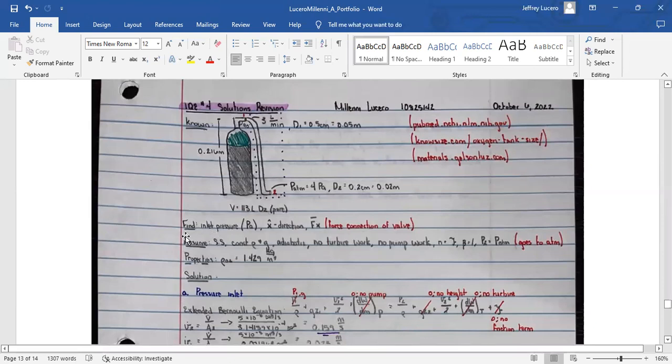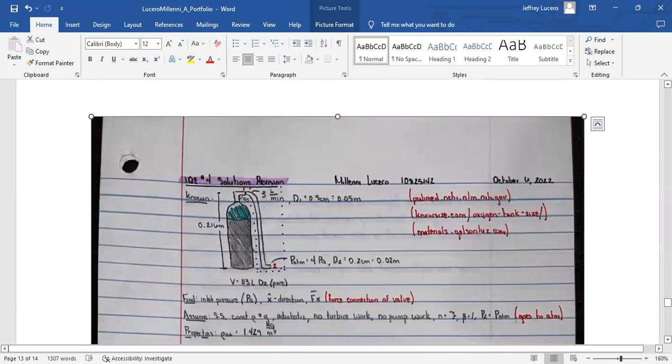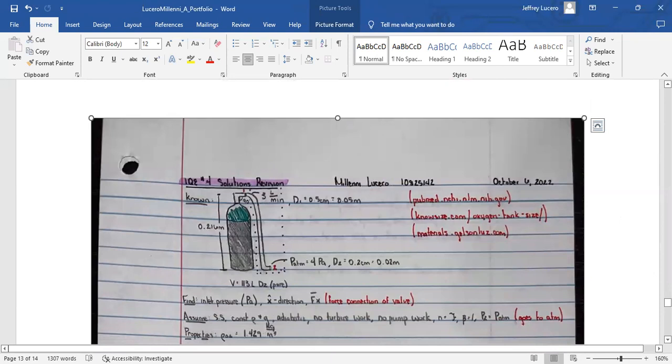We want to find the inlet pressure, PA, and the X direction force, FX, the force of the connection valve. We can assume steady state, constant density and gravity, no turbine work, no pump work, no friction work, and beta equals 1. P2 is open to atmosphere, so it equals atmospheric pressure. The property is the density of O2, which is 1.429 kilograms per meter cubed.